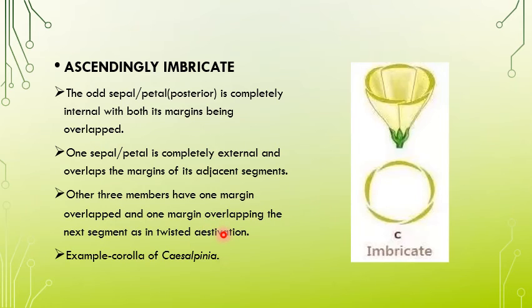Again I am going to repeat: this is present in flowers which have an odd number of petals, for example 5. One petal is completely internal, one petal is completely external, and three petals overlap each other in a twisted manner. The example is Caesalpinia. This is one example in which we can see the imbricate estivation.